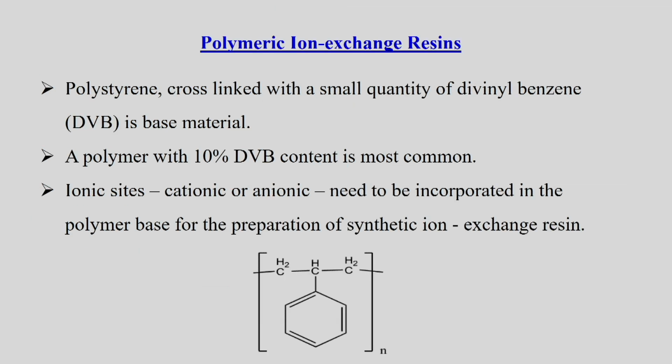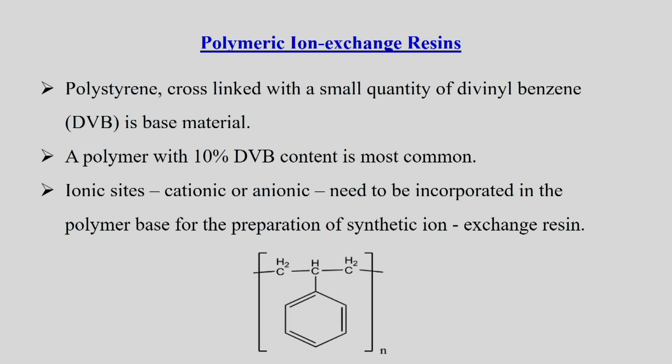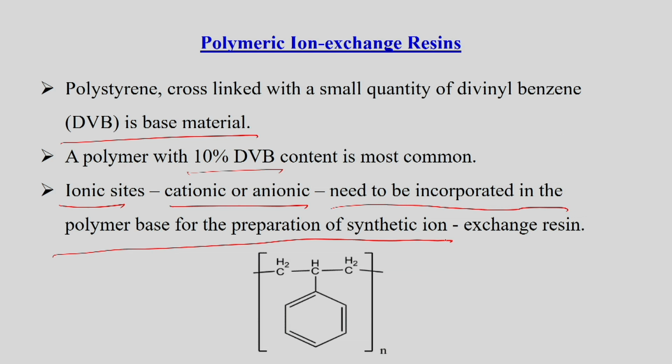These polymer ion exchange resins are based on polystyrene cross-linked with a small quantity of divinyl benzene, DVB, as the base material. A polymer with 10% divinyl benzene content is the most common in industrial applications. The ionic sites, cationic or anionic, need to be incorporated in the polymer bed for the preparation of the synthetic ion exchange resin. Based on what type of ion we need to trap, the resin will be prepared.